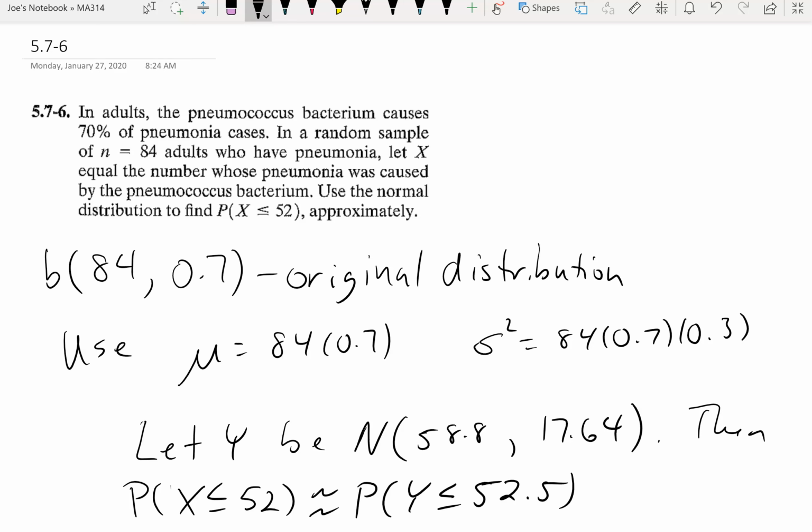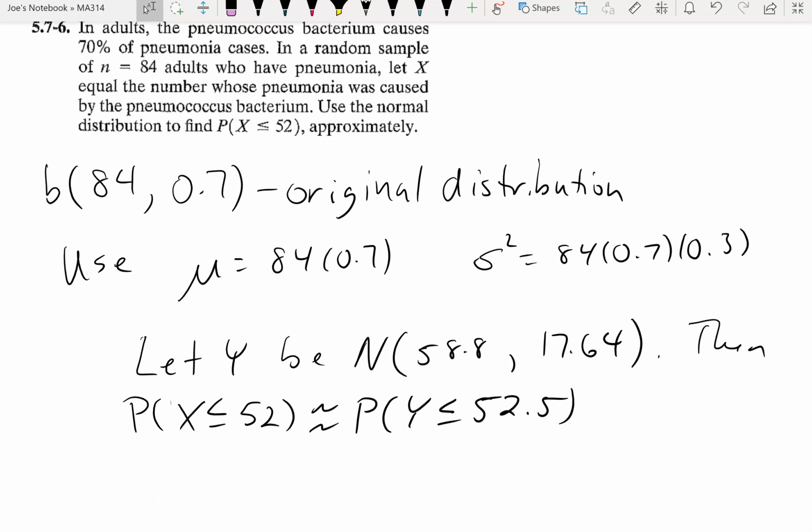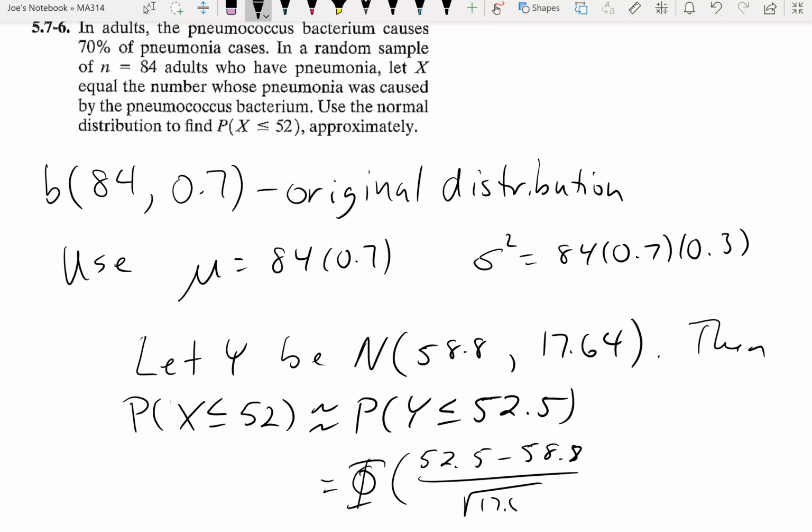And then we do this just like we did with all the normal problems. We subtract the mean and divide by the standard deviation. Just like your table, it's set up for less than or equal to, so this will be phi of 52.5 minus 58.8 divided by the square root of 17.64, which is negative 1.5.